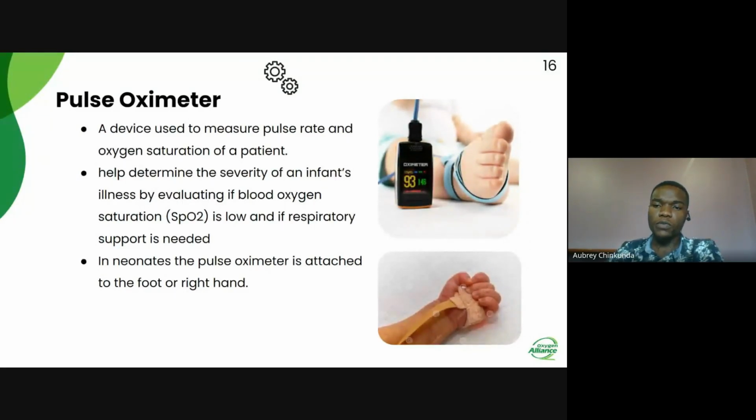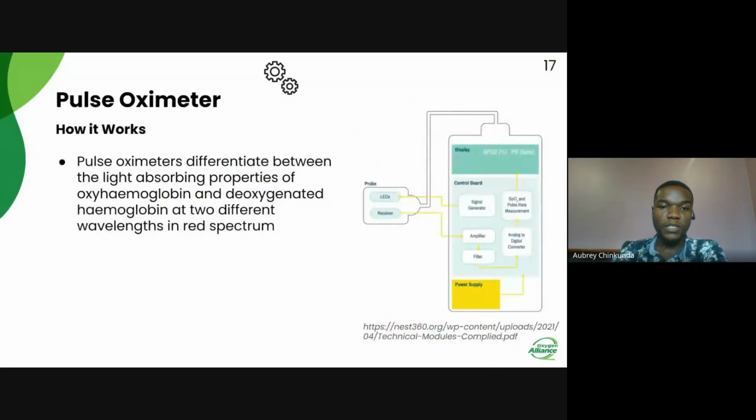So for the pulse oximeter, for adults, it is usually placed on the index finger, while for neonates, it is usually attached on the right hand or on the foot. And also, if the blood oxygen saturation is reading less than 90% about 15 minutes after birth, the patient should be considered for supplemental oxygen therapy. Let's now look at how the pulse oximeter works.